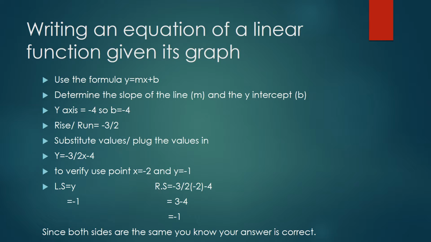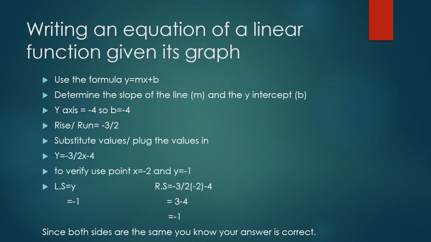Now, to verify our answer, let's use the point x equals -2 and y equals -1. On the left side, we have y equals -1, and on the right side, we have -3 over 2, and then in brackets, (-2) minus 4. We put -2 in the brackets because we're substituting it for x.